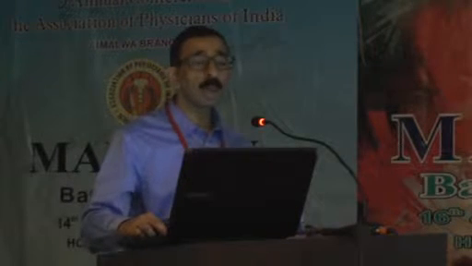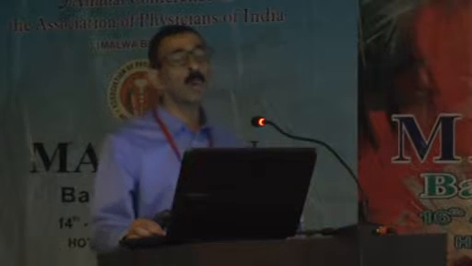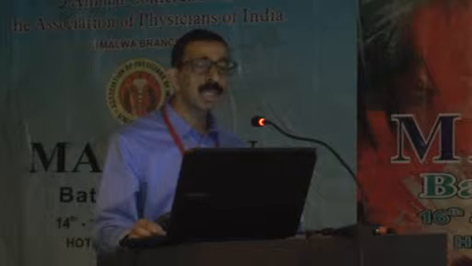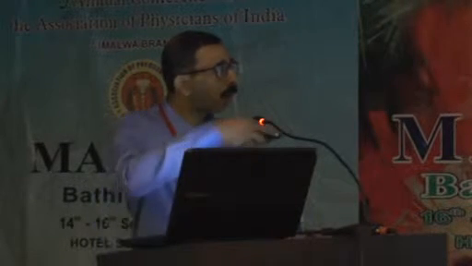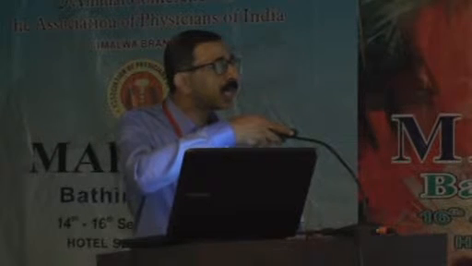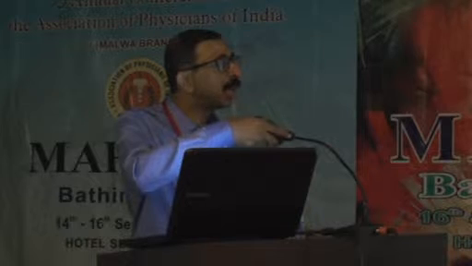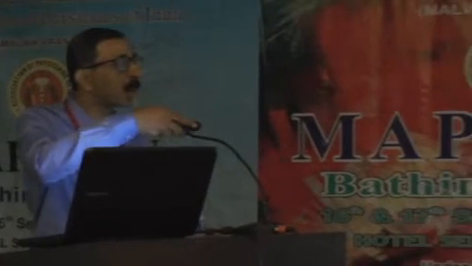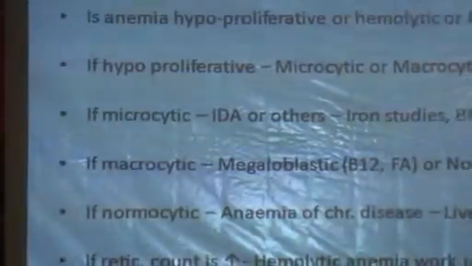This is just an algorithm. So to summarize, if hemoglobin is low, let's not start iron straight away. Let's ask for some very simple tests, in the form of reticulocyte count, because this gives us information about the functioning of bone marrow. MCV tells us about the size of the cell. Peripheral blood film tells us about the morphology of the cells. And let's go in for a reticulocyte count. That is what is important.